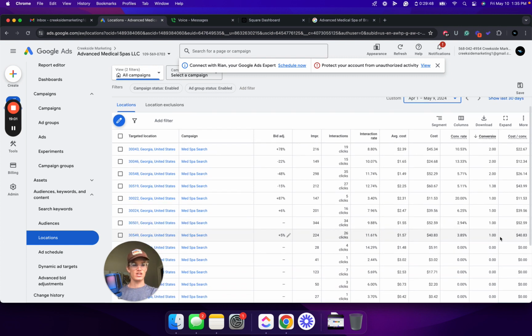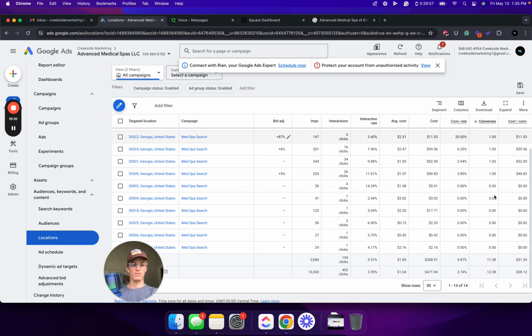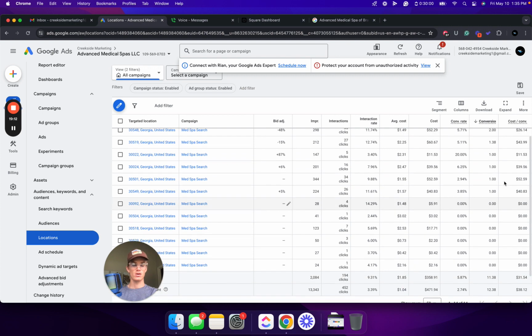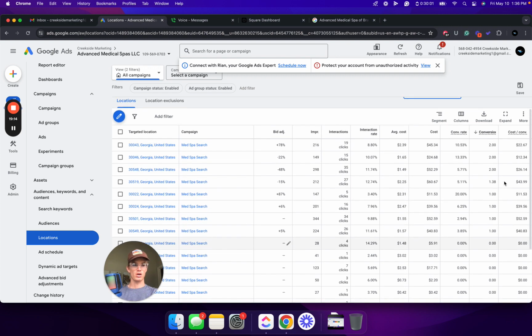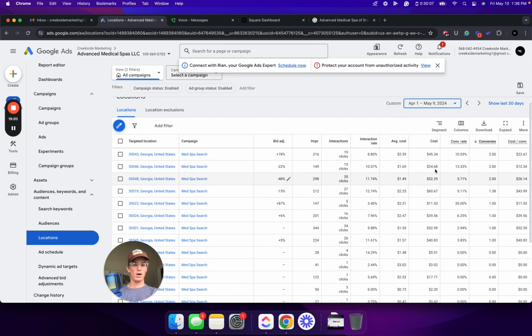And it seems like that was probably one of the causes of decreasing our cost per conversion, because as you saw before, our cost per conversion was around $50, and now it's around 30 in the location section. And you can see that a lot of these are a lot lower than 50, especially the ones we actually adjusted for. And this plus 78 was a huge one to drop. As you can see, not a ton of conversions.